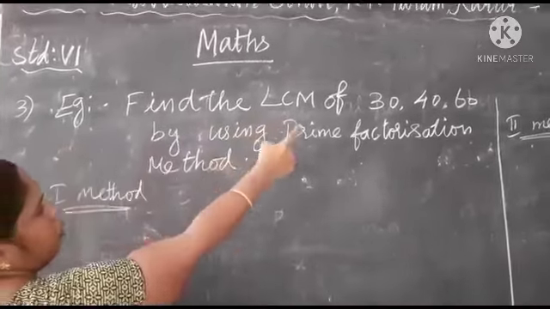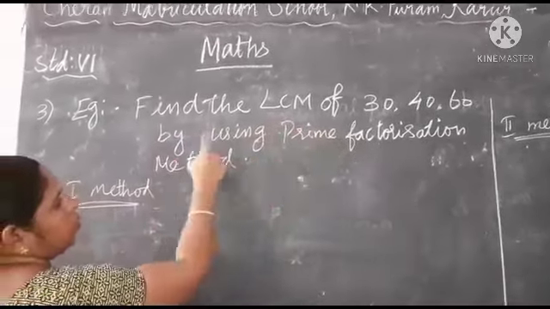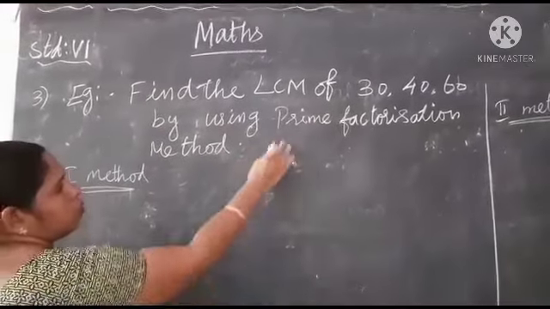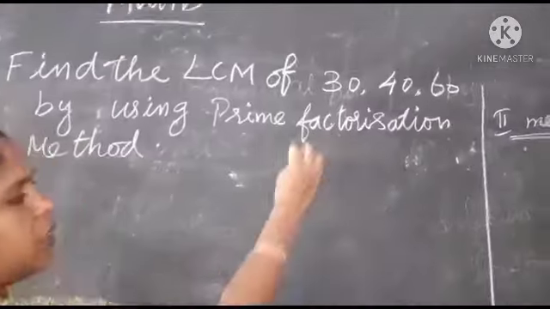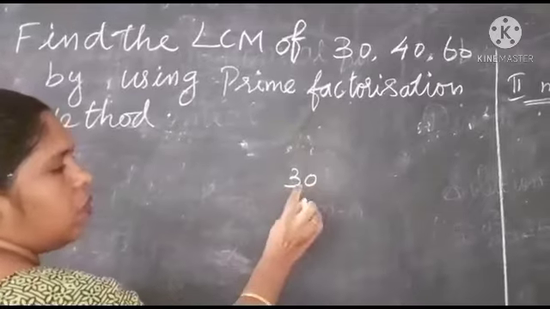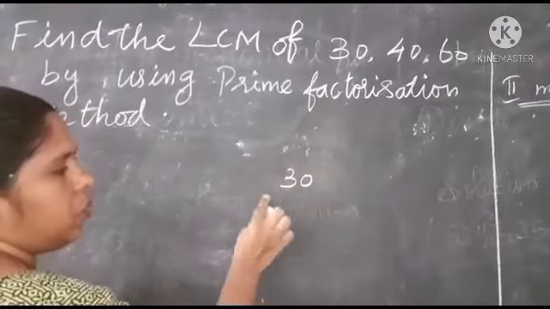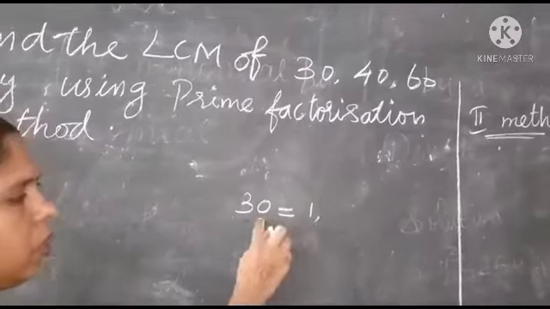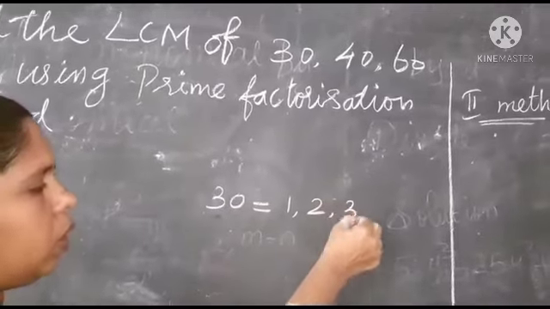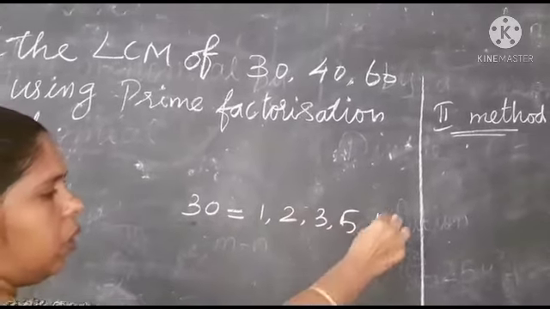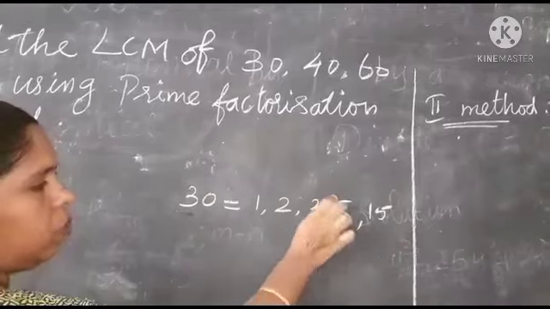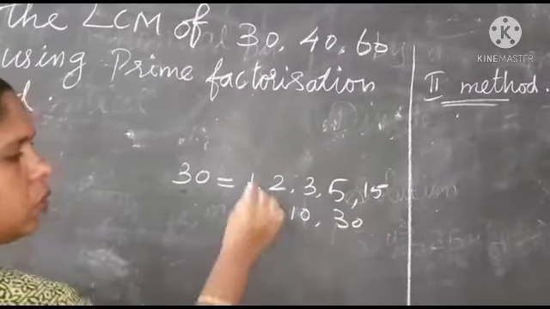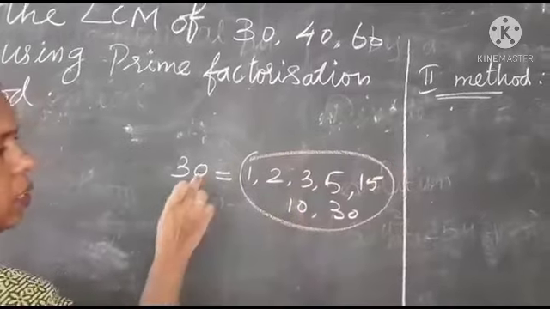Find the LCM of 30, 40 and 60 by using the prime factorization method. That is, we use the division method in the prime factorization. First we write the number 30, children. So first we see what the factors of 30 are. The factors are those by which 30 will be divided: 1 table, 2 table, 3 table, 5 table, and then 15 table, 10 table, and then 30 table. So these numbers are factors of 30.